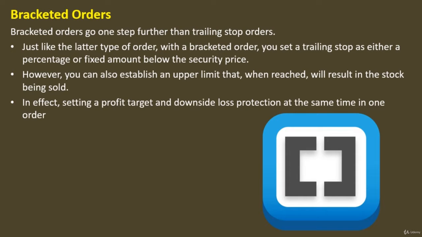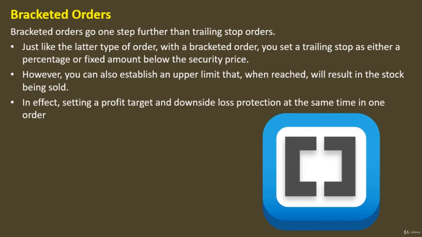Bracketed orders are very interesting because they allow you to get the best of both worlds, where you have a target price, let's say, for profit maximization, and a stop type of order to limit your downside losses. It basically goes one step further than a trailing stop order, for example. Just like that type of order, with a bracketed order, you set a trailing stop as either a percentage or a fixed amount, below the security price.